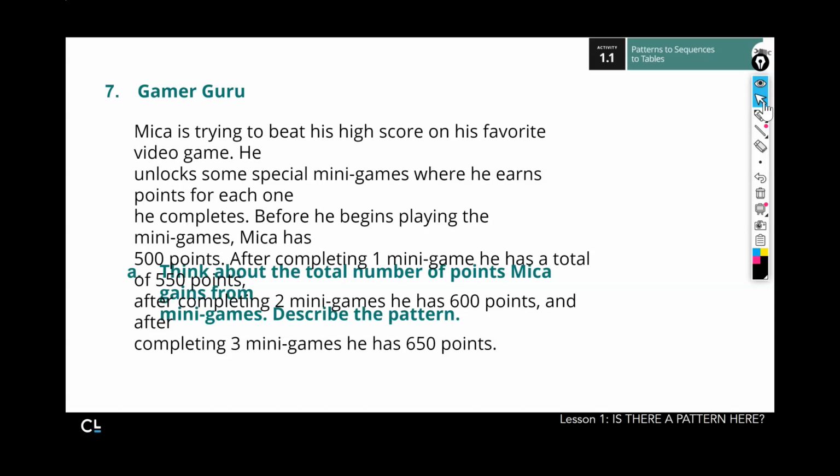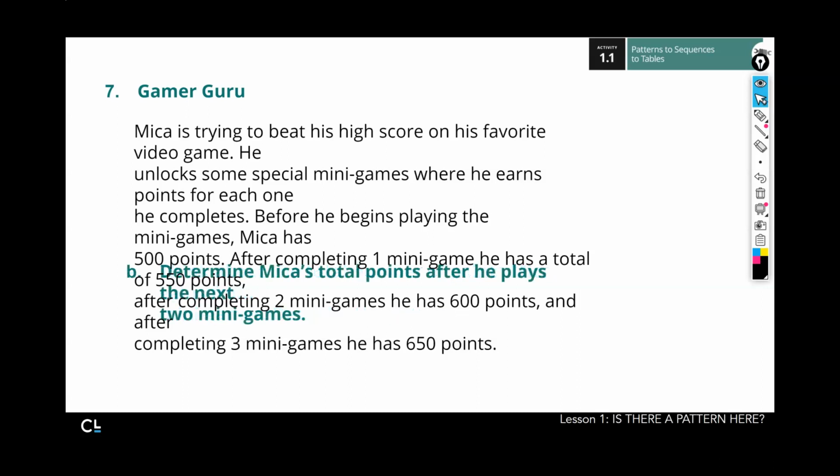Oh, my slide's messed up again. After completing 2 mini games, he has 600 points, and after completing 3 mini games, he has 650 points. So it looks to me he is gaining 50 points after each game.